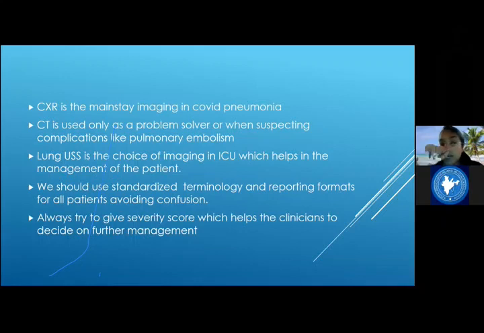So to conclude, chest X-ray is the mainstay imaging in COVID pneumonia. That is the baseline imaging. We don't use CT chest right now. CT is used only as a problem solver or when suspecting complications like pulmonary embolism. And lung ultrasound is the imaging of choice in ICU, which helps in the management of the patient. We should use standardized terminology and reporting formats for all patients to avoid confusion. And always try to give a severity score, whether it's a chest X-ray, a CT, or a lung ultrasound, which helps the clinicians to decide on further management.